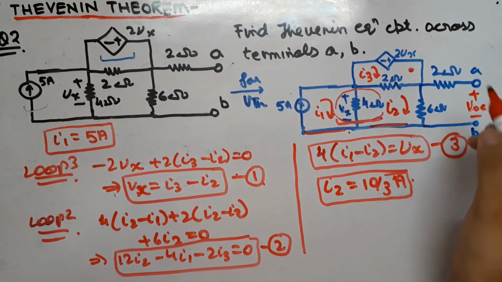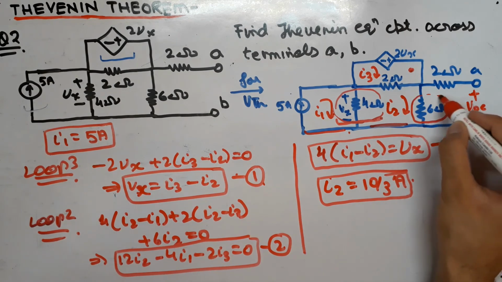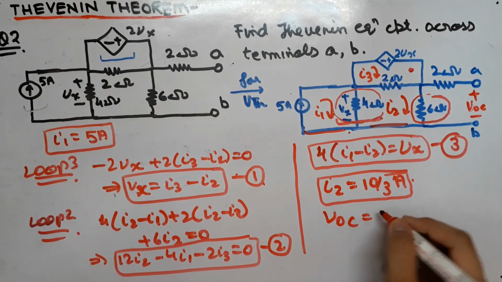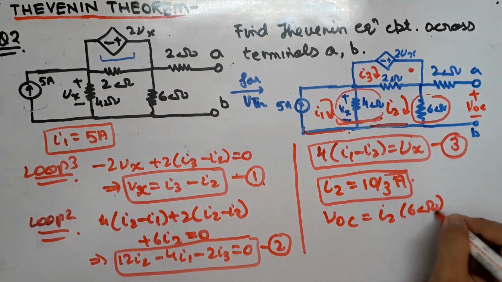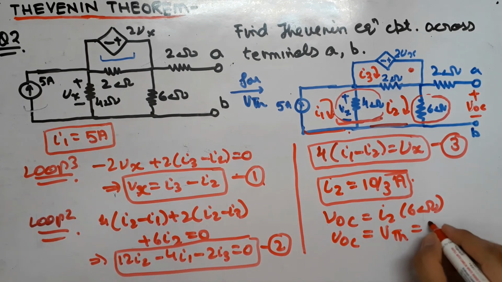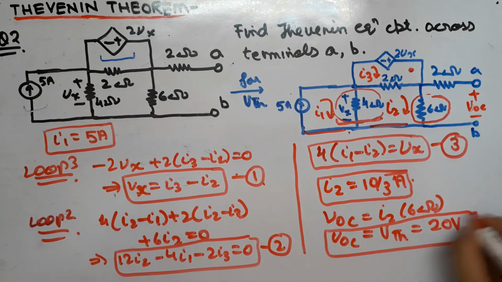And hence, now that we have found the value of I2 which is flowing across this resistor, we will find the value of VOC by using the formula V is equal to IR. That is, in this case, I2 into 6 ohm. We will put the value of I2 over here and we will get the final value of VOC or VTH as 20 volts. Now this is our final answer.